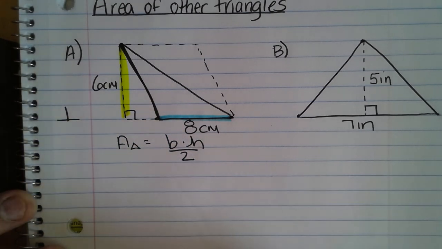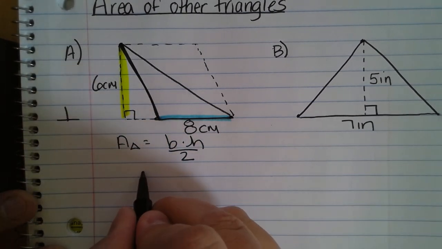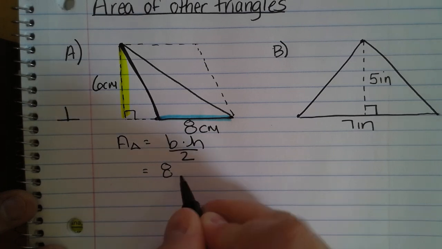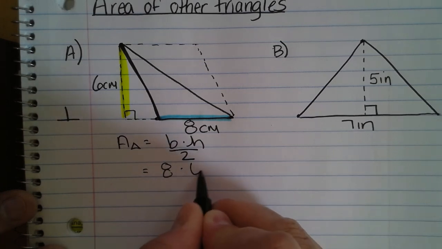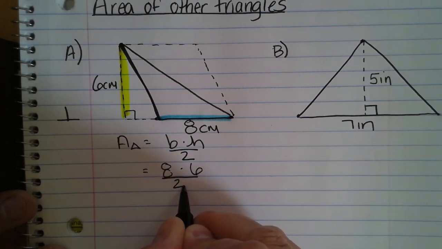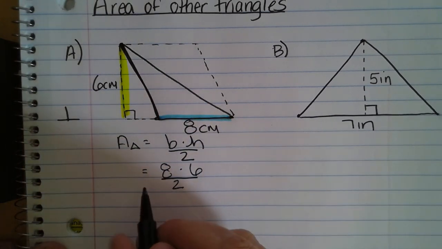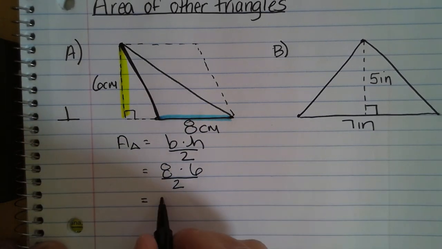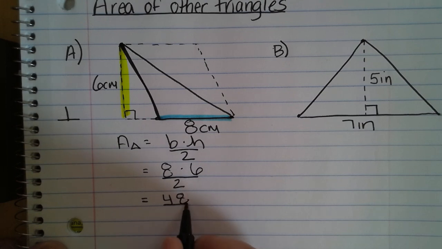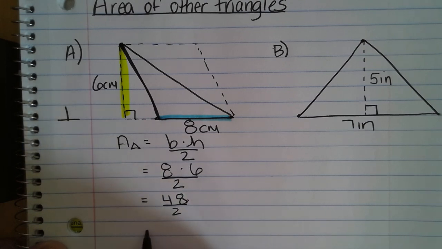So that's what we're going to do right now. We're going to do the base, which is 8, times the height, which is 6, and we're going to divide the whole thing by 2. Another way to do it is base times height times 1/2. Either way works. So when I go 8 times 6, I get 48 divided by 2. And 48 divided by 2 is 24.